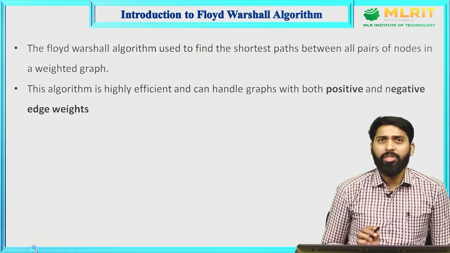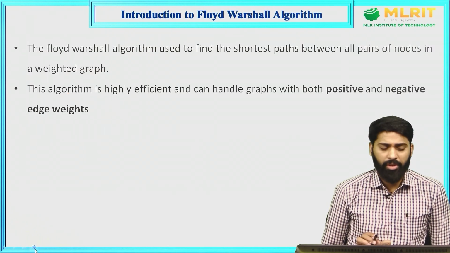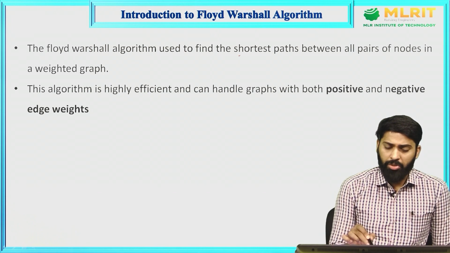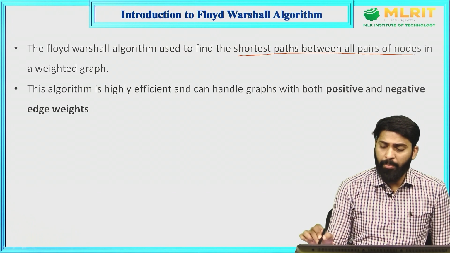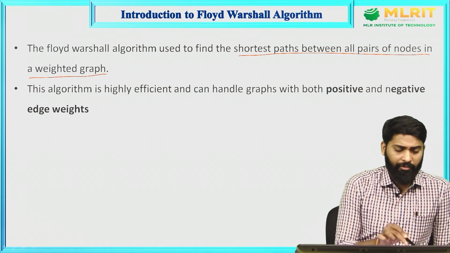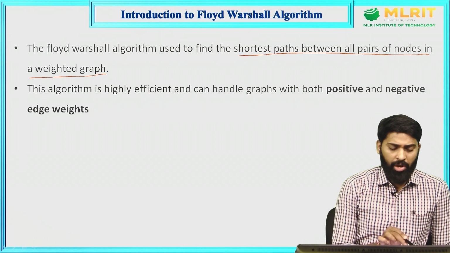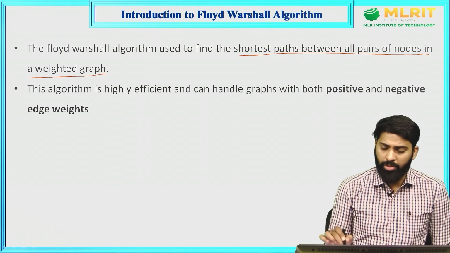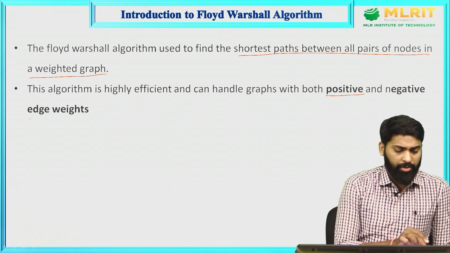Introduction to the Floyd Warshall algorithm. The Floyd Warshall algorithm is used to find shortest paths between all pairs of nodes in a weighted graph. This algorithm is highly efficient and can handle graphs with both positive and negative edge weights.